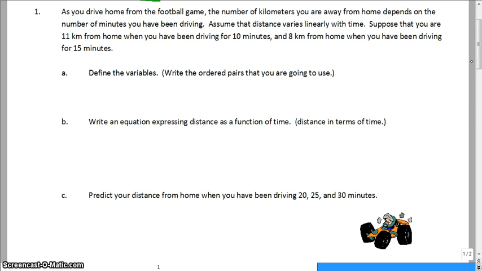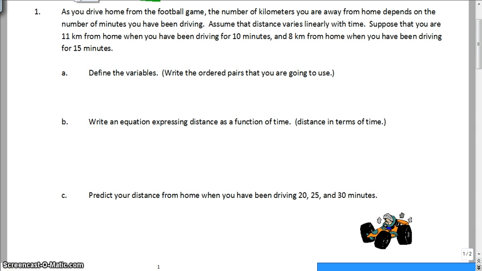So this is what we're going to do. As you drive home from a football game, the number of kilometers you are away from home depends on the number of minutes that you've been driving. For this problem, we are going to assume that the distance varies linearly with time. Suppose that you are 11 kilometers from home when you've been driving for 10 minutes, and then 8 kilometers from home when you've been driving for 15 minutes. Define the variables and write an ordered pair.